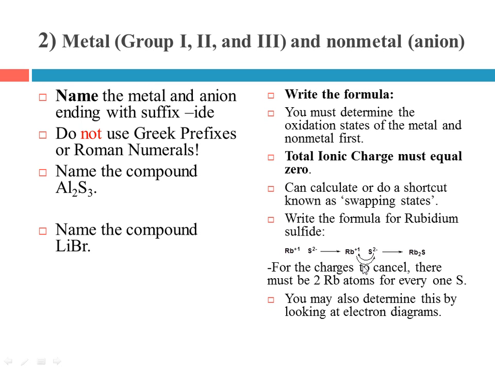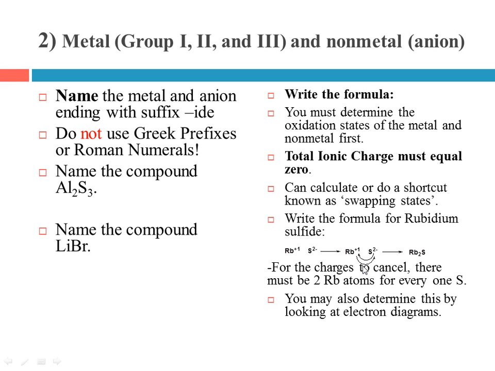Okay, so on all the classifications, when we write the formula, we have to know that our total ionic charge must be 0. So our total charge in our final compound must equal 0. This becomes really important for the third classification. But it's just a trick. It's a way that it works. You can look back at electron diagrams that we went over in Chapter 7, and you will see that it works every single time.